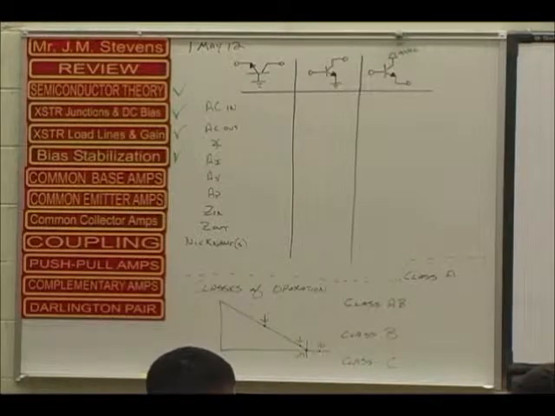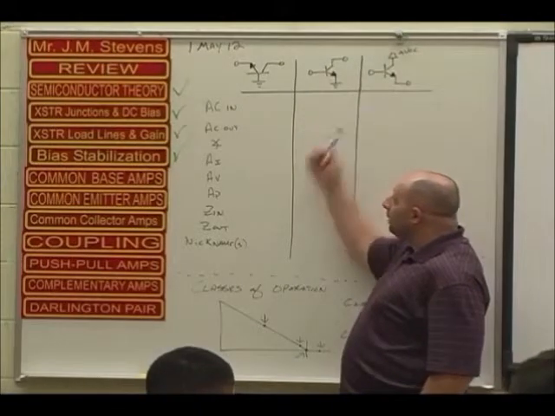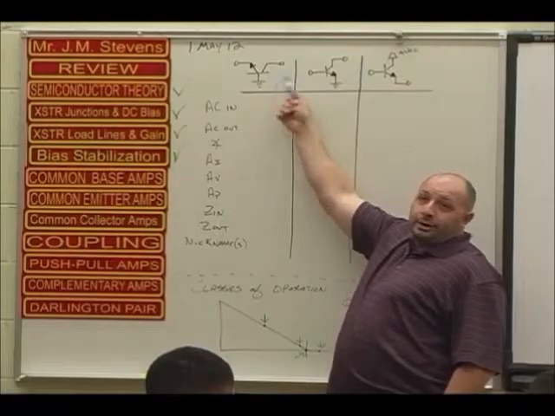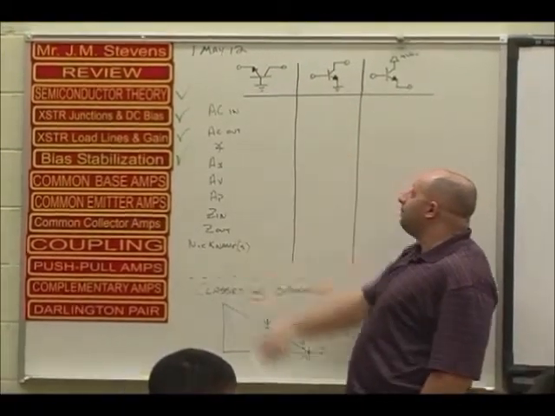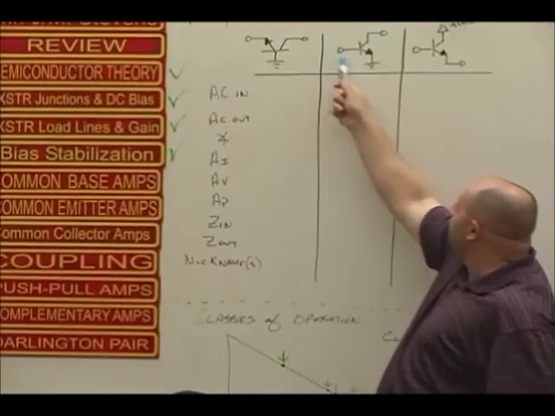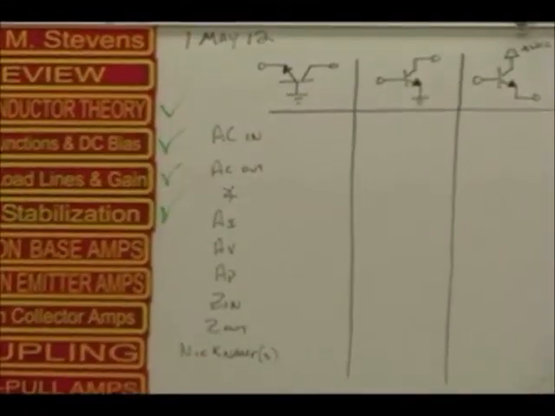You need to know this chart for these common amplifiers. Base, emitter, collector, right here. So what's the first thing you have to be able to do? Identify the symbol of the common amplifier. And obviously he's going over base, emitter, collector. Identify schematic symbol.